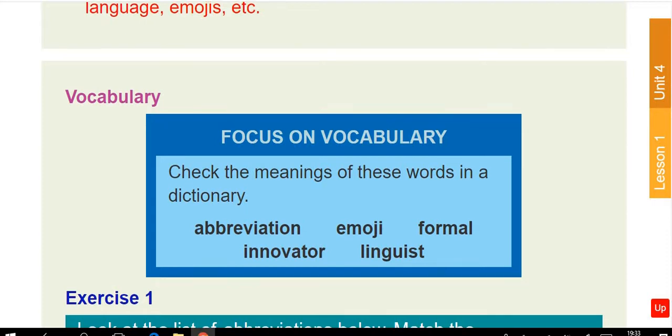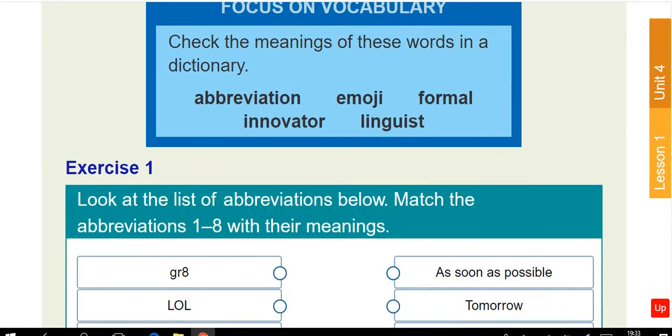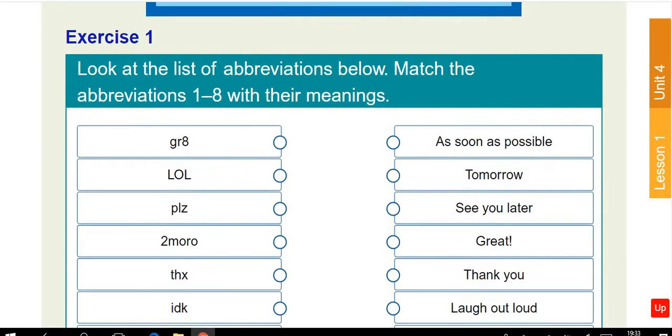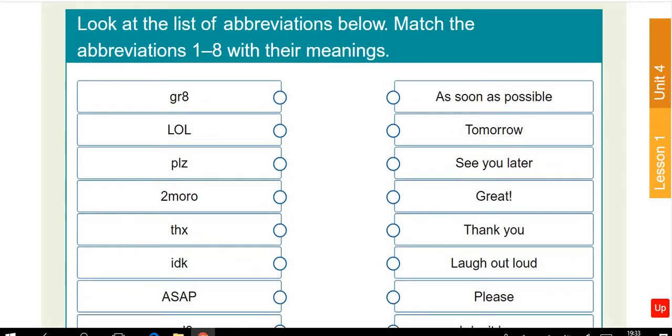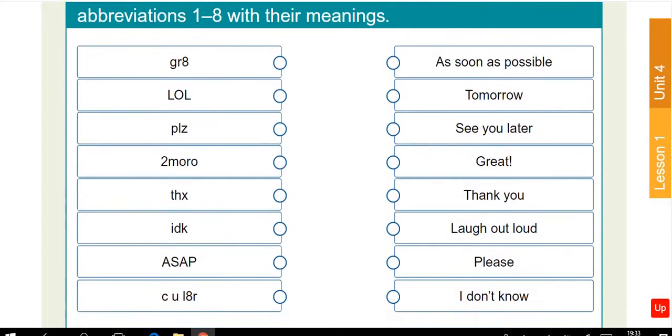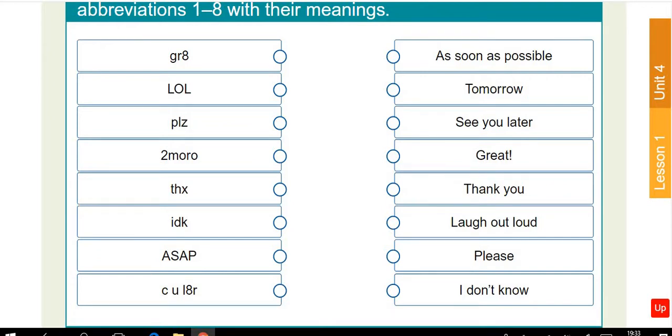Okay, now let's look at this exercise and try to answer it correctly. Of course, you are going to answer it very quickly, actually. Let us see. GR8 means, yes, very good, it means great.